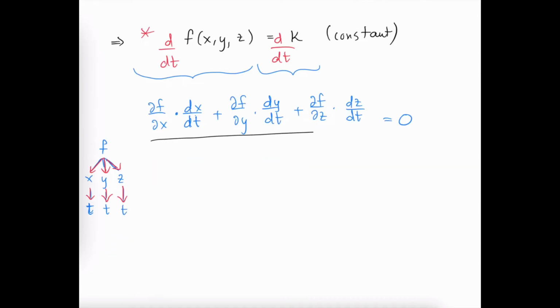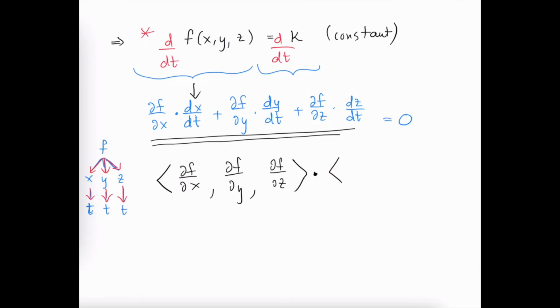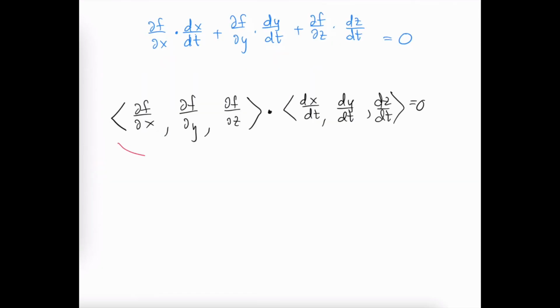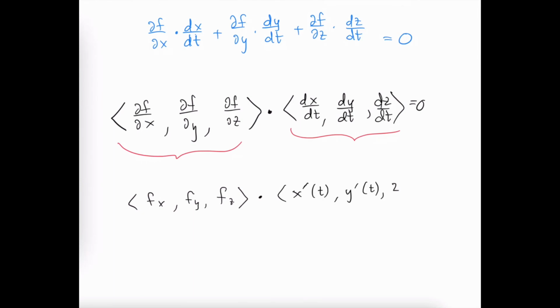Now let's write this as the dot product between two vectors. And those vectors would be partial f with respect to x, partial f with respect to y, partial f with respect to z, dot straight dx dt, dy dt, dz dt. Now let's rewrite each of these in a more compact notation. Let's use f sub x, f sub y, f sub z, and instead of dx dt, let's call that x prime t, y prime t, and z prime t.